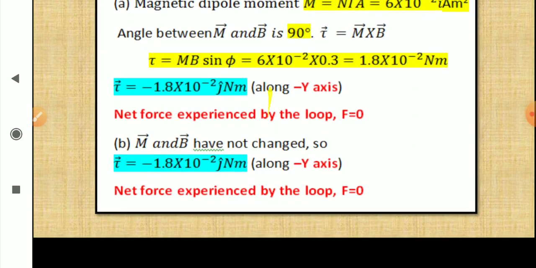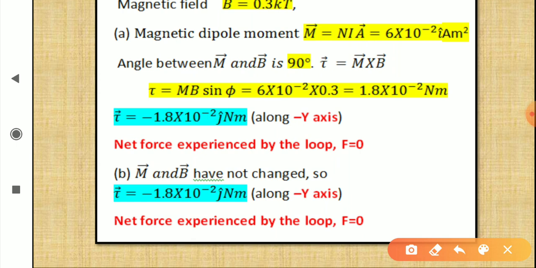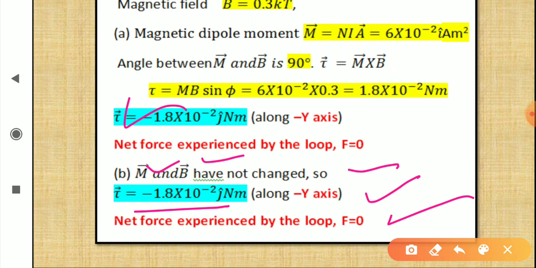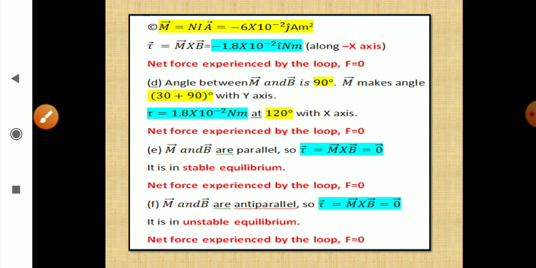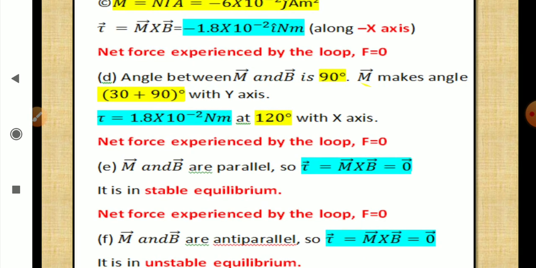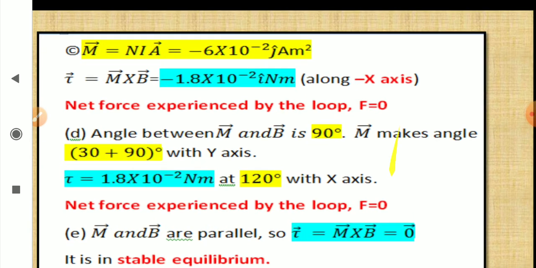Part B. M and B have not changed, so the torque is the same as this one, along the minus y-axis, and the net force experienced by the loop will be 0. So in the second case there is no change in the result. Now let's see what we get in the third case, part C.